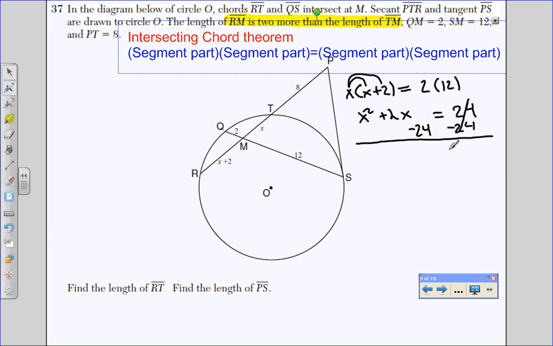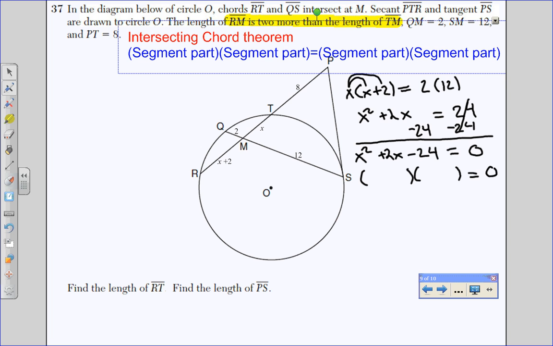This is going to cancel out, and this is going to be set equal to 0, which is what we wanted because it's a quadratic. That's how you solve quadratics. You got to set them equal to 0. And you get X squared plus 2X minus 24 equals 0. The next step in solving this quadratic is to factor.